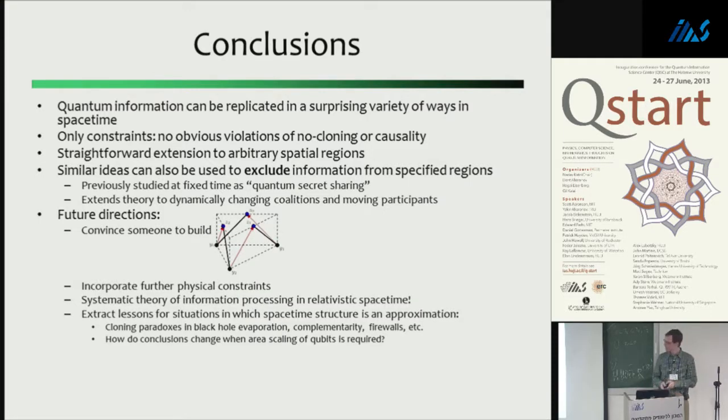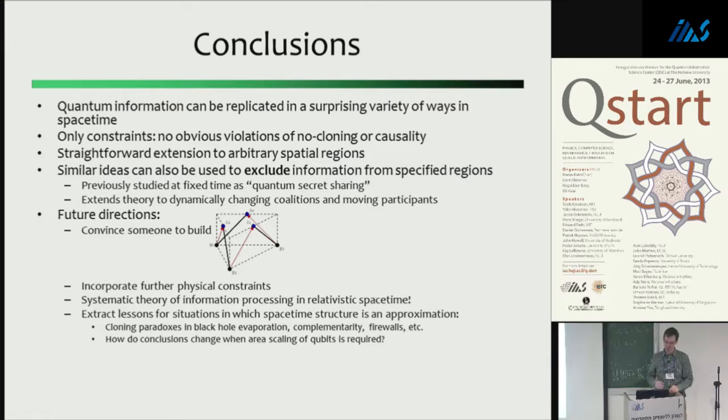So what comes next? I would really like to convince someone to build this example that we spoke about. And it turns out that you can do it with the information not being a spin one particle, but the state of an optical mode. There's a fairly not too complicated quantum optics experiment that would realize this. And this is obviously connected to trying to build a more general theory of quantum information processing in relativistic space-time, like Adrian Kent has been doing.